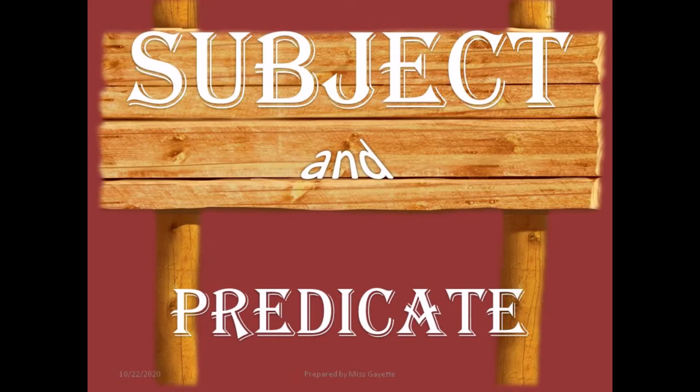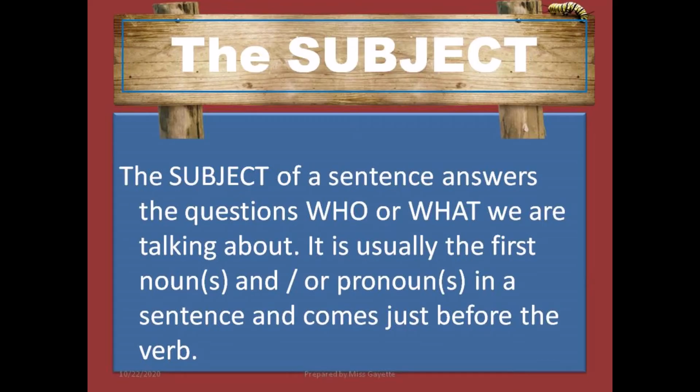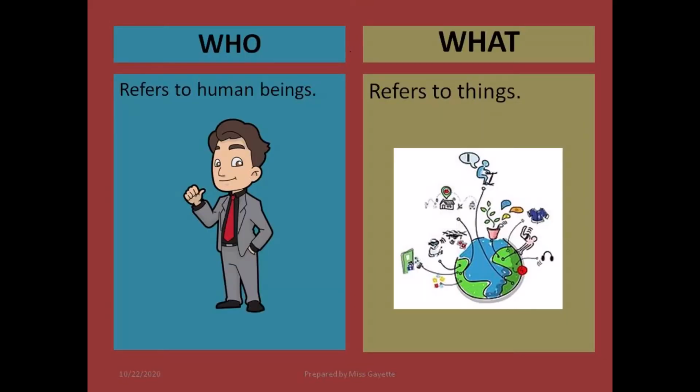Today we will be looking at subject and predicate. The subject of a sentence answers the questions who or what we are talking about. It is usually the first noun or pronoun in a sentence and it comes just before the verb. When we say who or what we are talking about, who refers to human beings or people, and what refers to anything other than human beings.